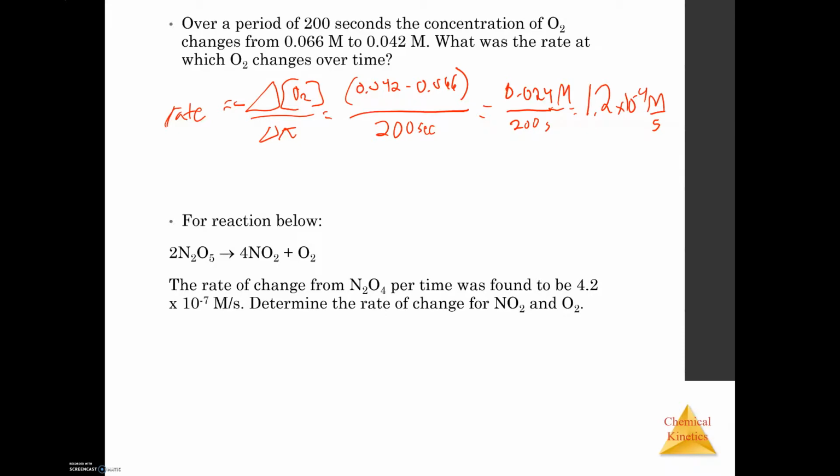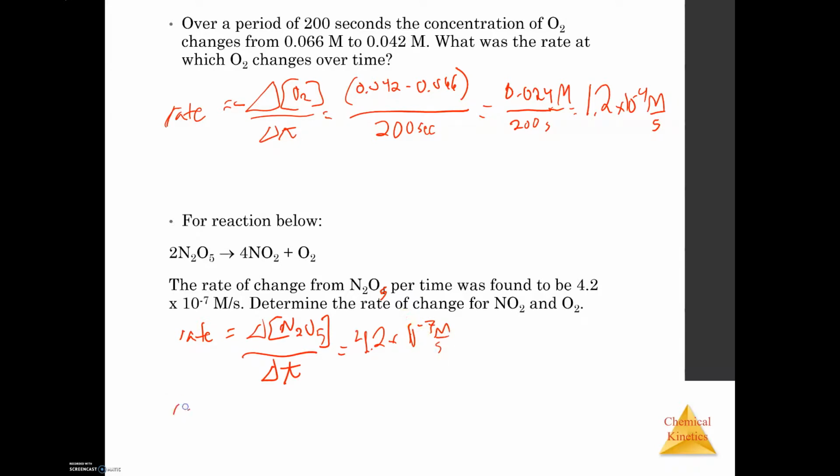Let's look at the second problem. So for the reaction below, the rate of change of N2O5 per time is found to be 4.2 times 10 to the negative 7 molar per second. Determine the rate of change for NO2 and O2. So what they're telling you is the rate is equal to the change in concentration of N2O5, this should be 5 here, per change in time, is equal to 4.2 times 10 to the negative 7 molar per second.